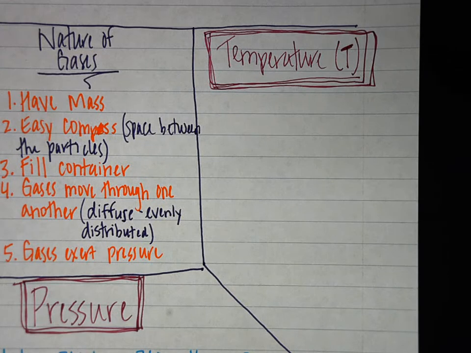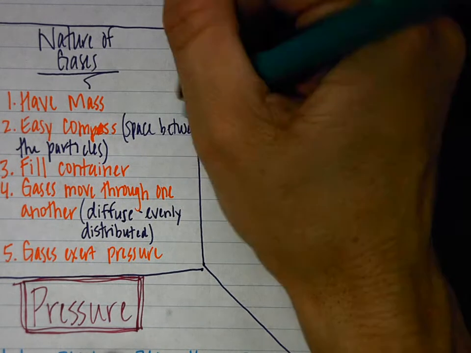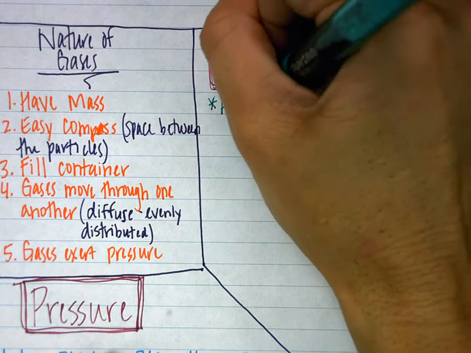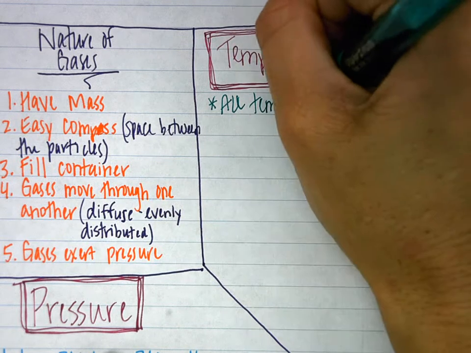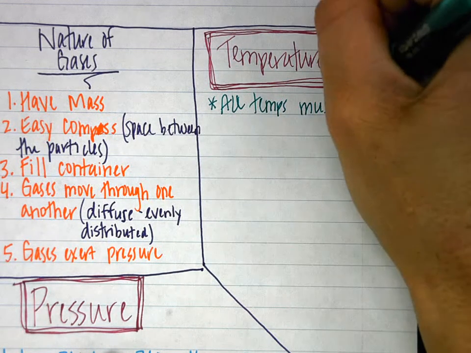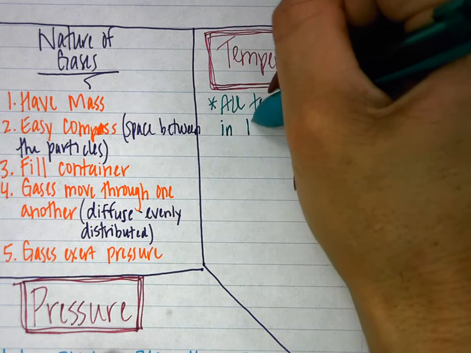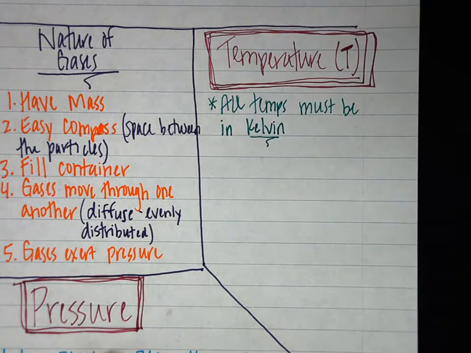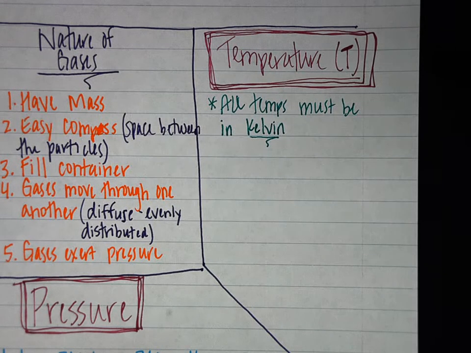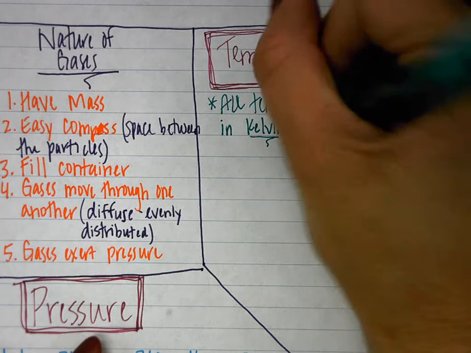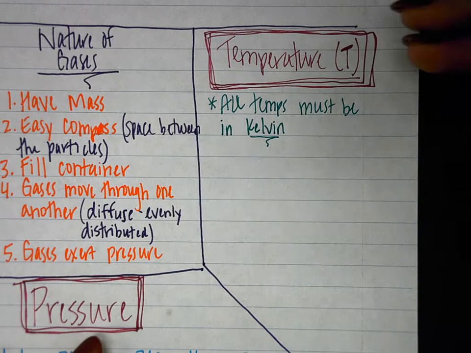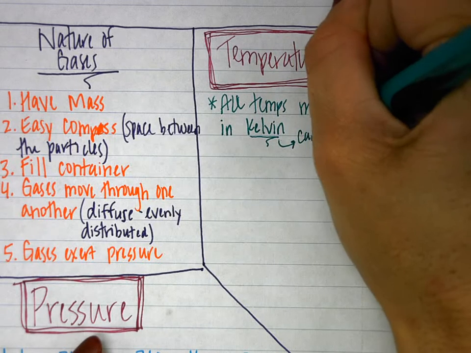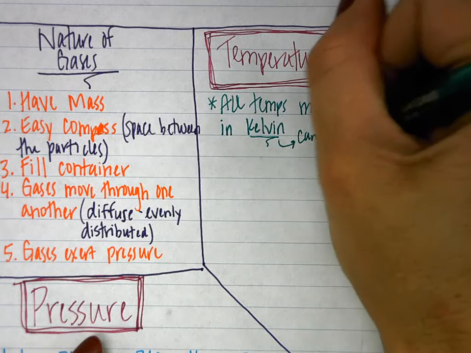Important for this unit with temperature, and only this first part with our gases, that all temps must be in Kelvin. Super, super important. Okay. Also something specific about the Kelvin scale, it's just like another unit, like Celsius and Fahrenheit. This Kelvin value can never be negative.